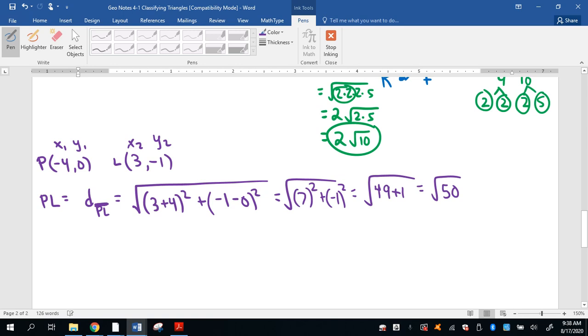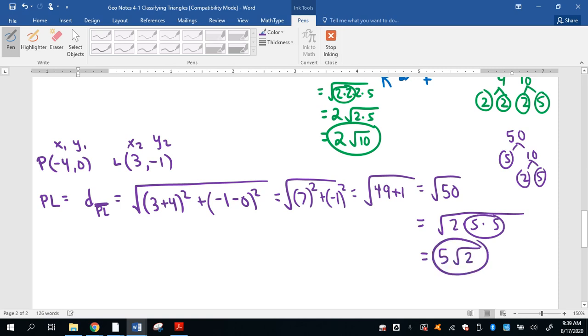Now the square root of 50 is 5 and 10. 5 is prime. 10 is 2 times 5. So we'll rewrite the square root of 50 in its prime factorization going from small to big numbers. Circle pairs of the same number. So out comes the 5. Inside stays the square root of 2. So PL's length is 5 square root of 2.